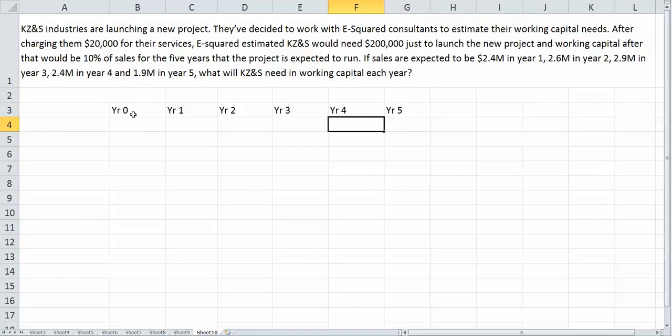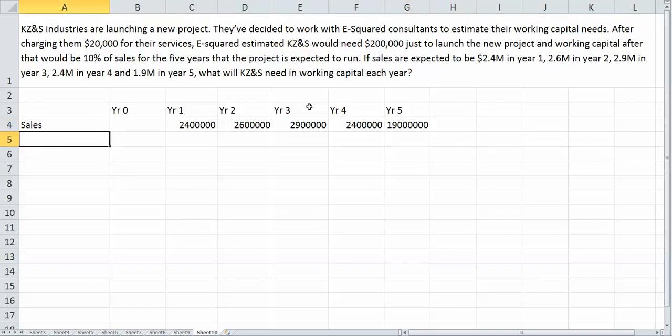So I'm just going to label years 1 through 5. So I have years 0 through 5 right here. And sales, we're going to put those in there right now. So we didn't have any sales in year 0, but it looks like in year 1 we had 2.4 million. And then in year 2 we had 2.6 million. Year 3 we had 2.9. Year 4 we had 2.4. And then lastly we had 1.9 million. One less zero. Okay. So we have those in right now, and that's what we're going to need.